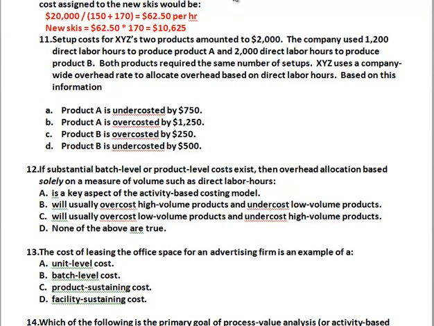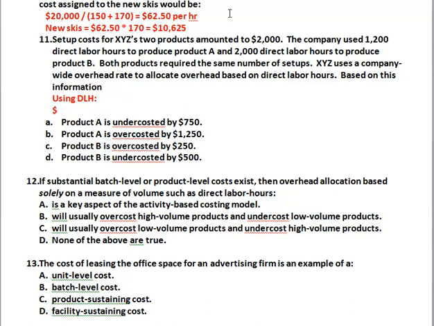So if you look at this using direct labor hours, which is a company-wide rate, then you've got $2,000 of overhead, and you have 3,200 direct labor hours. So that's going to give you a rate of 0.625 per direct labor hour.